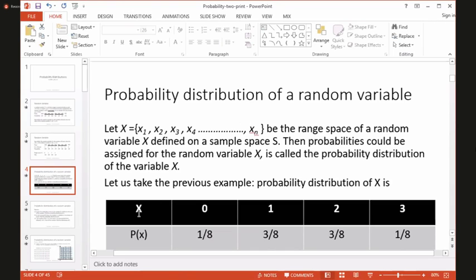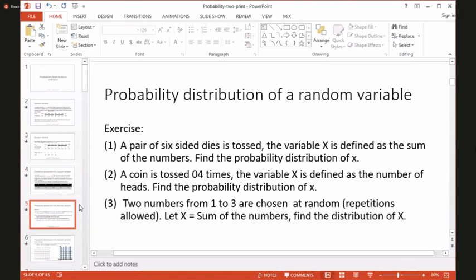And at the bottom of the screen you can see, actually you have seen this one in the previous slides also, the probability distribution of the variable. The same thing displayed earlier, right? Then we quickly go to some exercises.